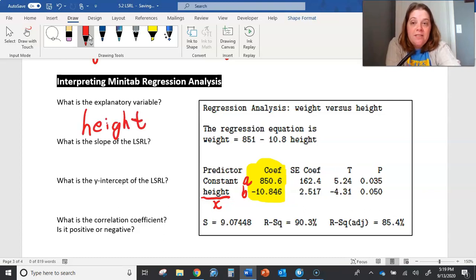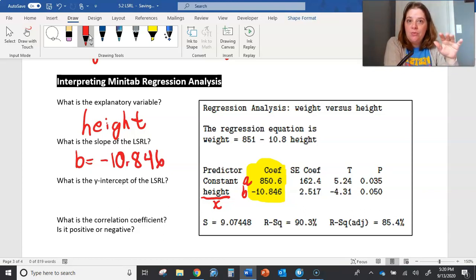It says, what is the slope of the least squares regression line? Okay, so remember, y equals a plus bx. The number with x is the rate of change. So the slope, b, is negative 10.846. And so remember what that means is that it appears, so looks like weight is y. Predicted weight tends to drop by about 10.8, whatever this unit is, pounds, for every 1 unit increase in height.